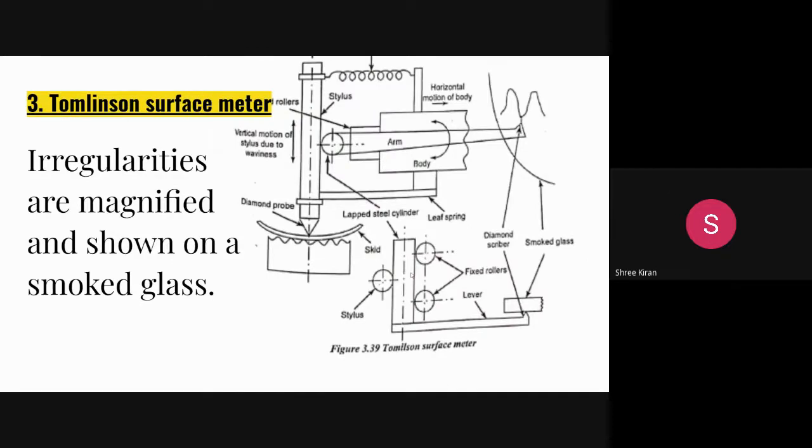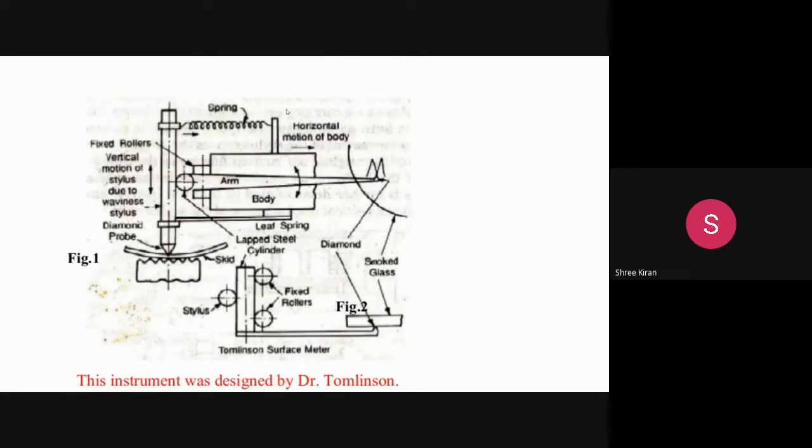Then comes the Tomlinson surface meter. Here the irregularities are magnified and shown on a smoke glass. So you see, here also we will be having a stylus, this is a diamond probe, then the load, steel cylinder, leaf spring, arm, body, horizontal motion of the body, vertical motion, rollers, everything is available in the case of a Tomlinson surface meter.